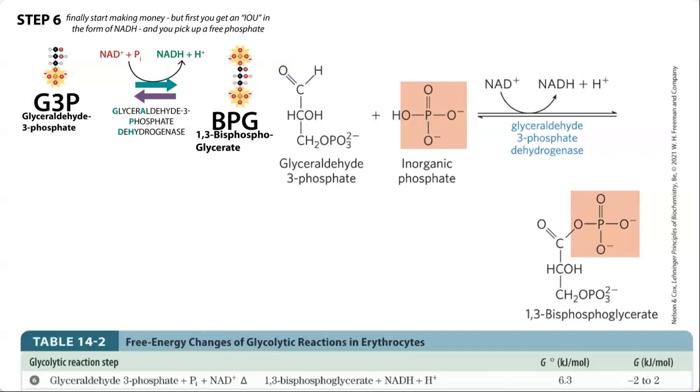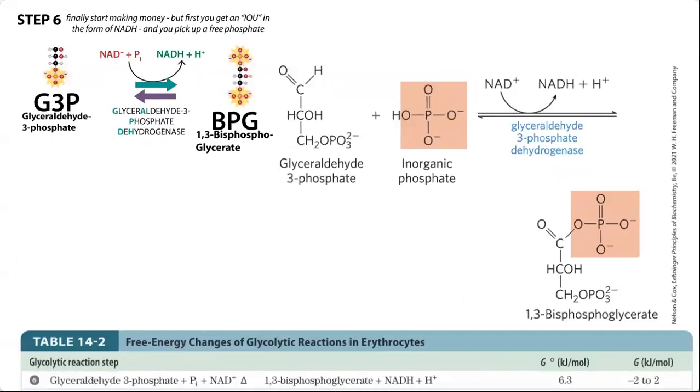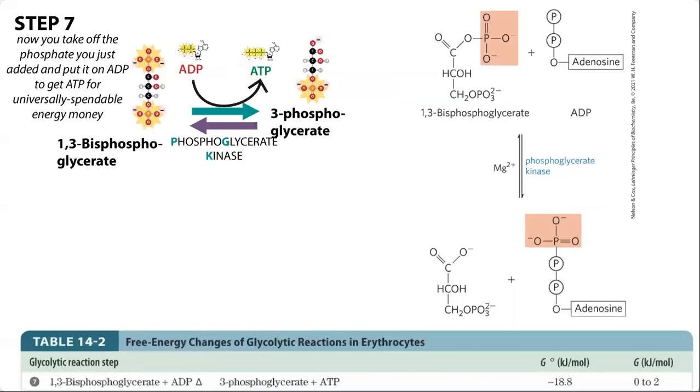So this is going to have a neutral delta G. So again, we can use this in either of these directions. Next up, we're going to take off the phosphate that we just added. Now you might be like, why the heck did we do that? We just took this phosphate group that was freely floating around and we added it onto glyceraldehyde 3-phosphate, and now we're taking it back. Well, we're not just cutting it off. Instead, we're going to be adding it onto ADP to give ATP.